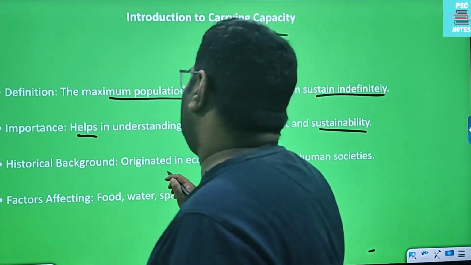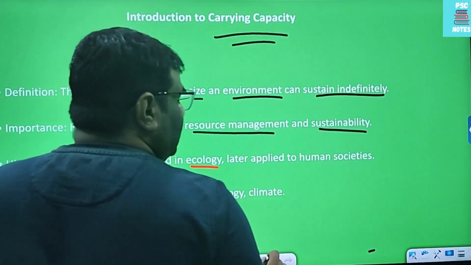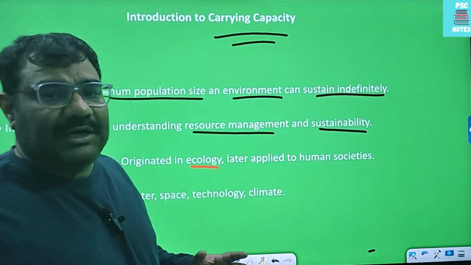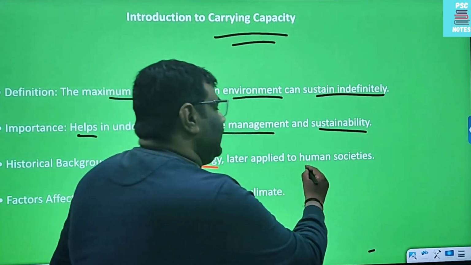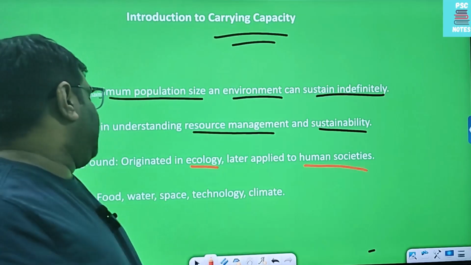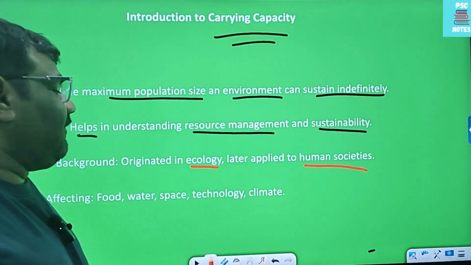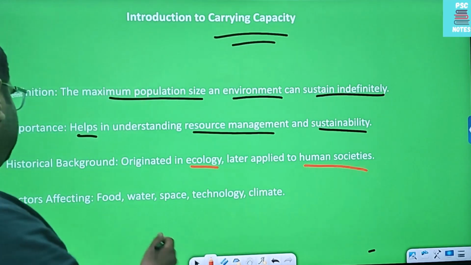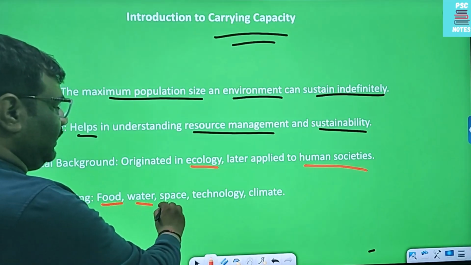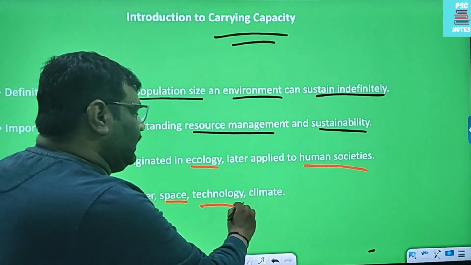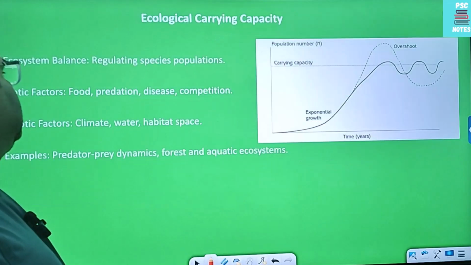It was basically originated in ecology. इनिशियली तो ये इकोलॉजी का पार्ट था, बट लेटर ऑन ह्यूमन सोसाइटीज एंड एनवायरमेंट में हमें इसे काफी यूज करना पड़ा. Factors affecting are food, water, space, technology and climate.